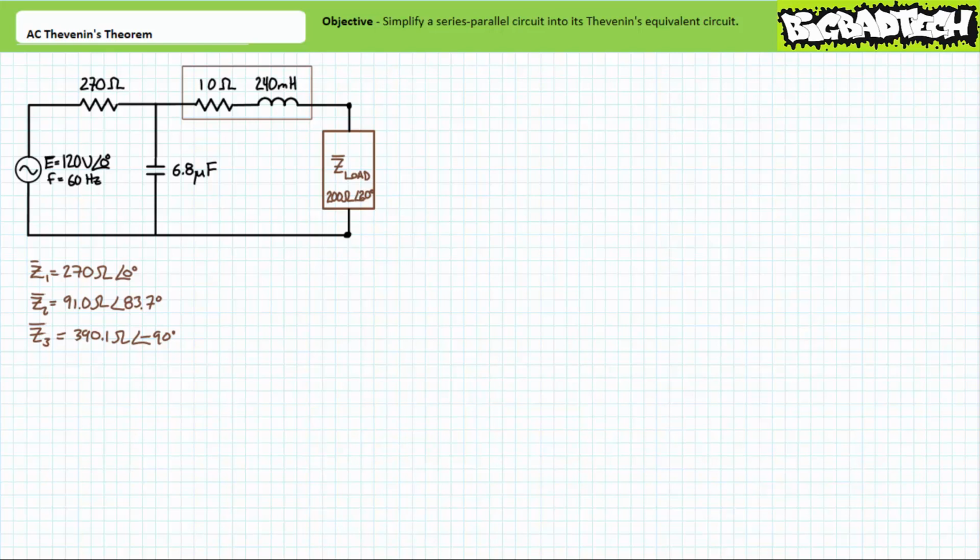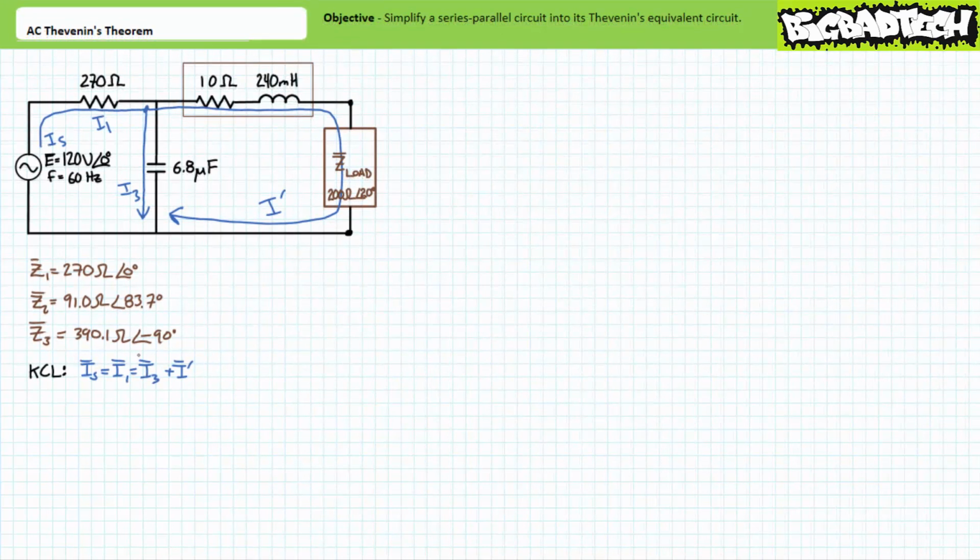A necessary first step for this procedure is to apply both Kirchhoff's current law and Kirchhoff's voltage law to the series parallel circuit in question to examine voltage and current distribution within it. Our Kirchhoff's current law analysis of this circuit illustrates that source current must travel through impedance element 1.